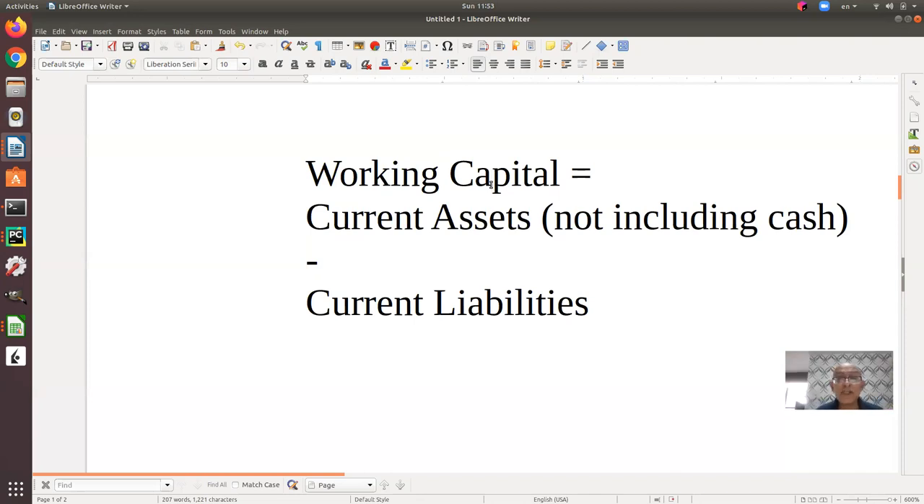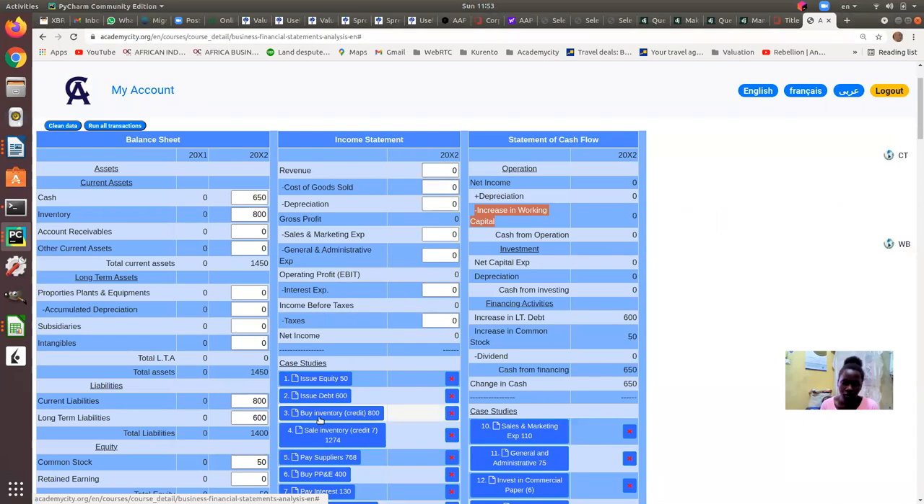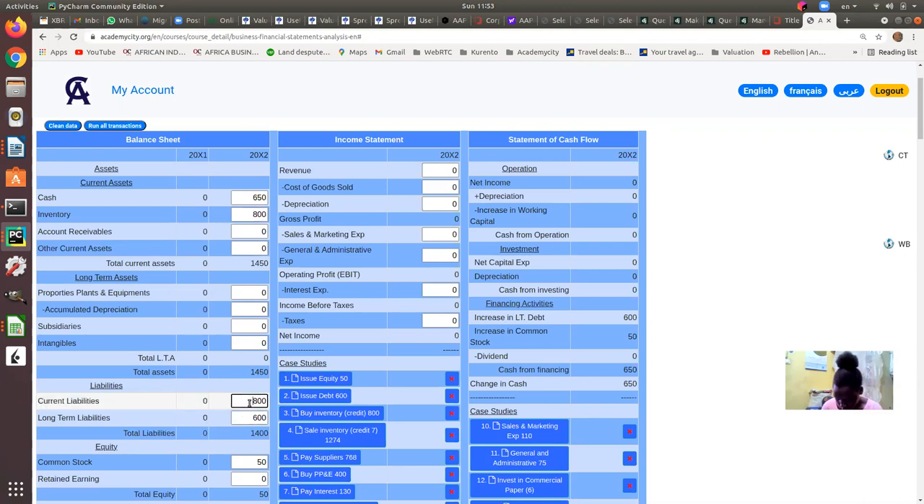If there is no change in working capital, there won't be any change in cash. My bank account will not have any effect. And that's exactly the example I just showed you. Let's go back to the example. What happened here when we bought inventory? My inventory went up, that's current assets. Current assets went up by 800. At the same time, we got a loan from the supplier. Current liabilities went up by 800.